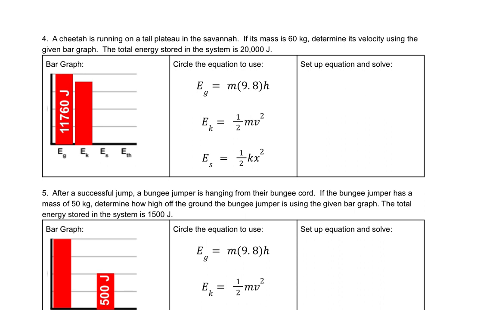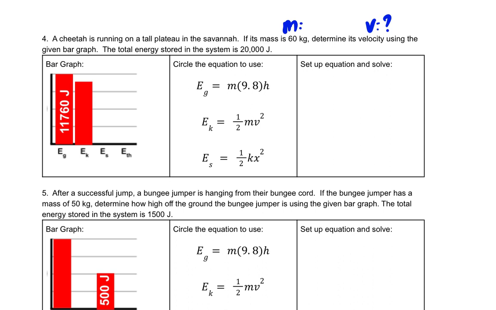All right, so as a hint, these last two problems are different, and you might need a hint. So I'll give you a hint for that first one. Maybe you could see what kind of thing we're going for here. So we'll do question 4. This cheetah is running on a tall plateau in the savannah. If its mass is 60 kg, so we're going to take note that that was the mass, we want to know what the velocity is using the given bar graph.